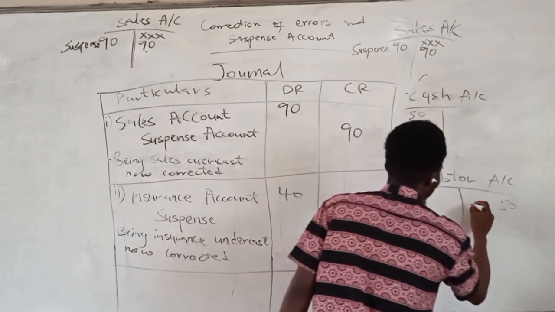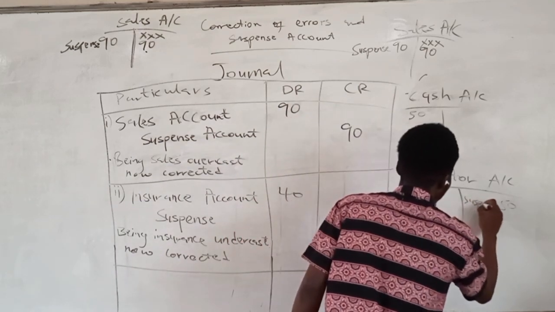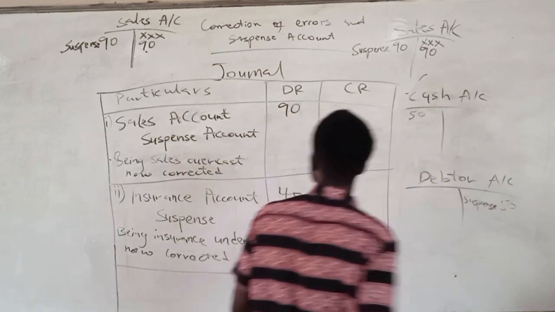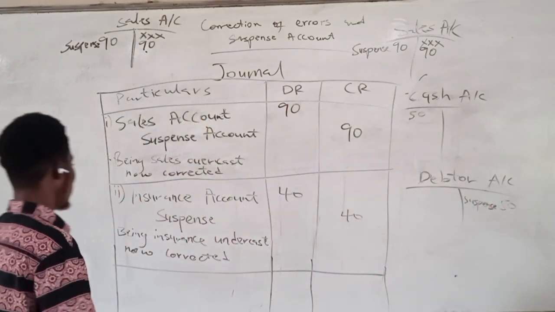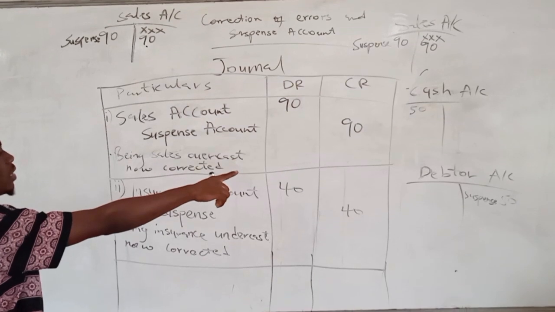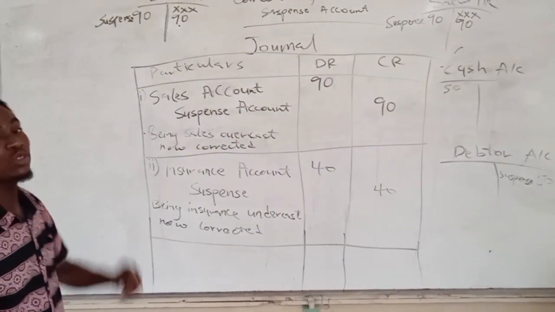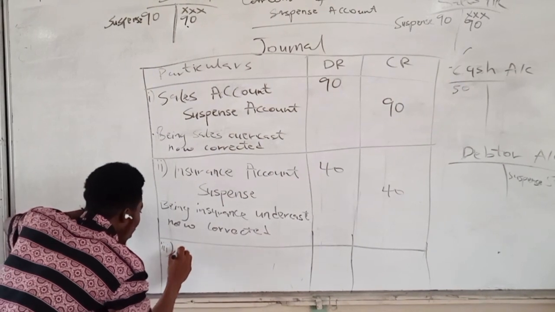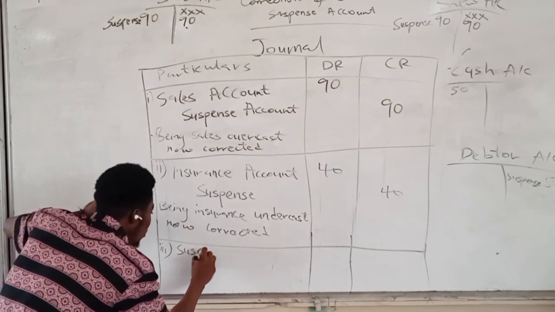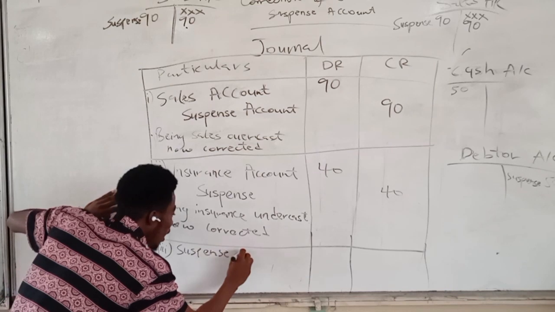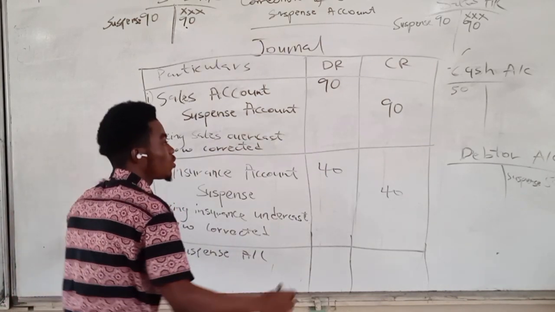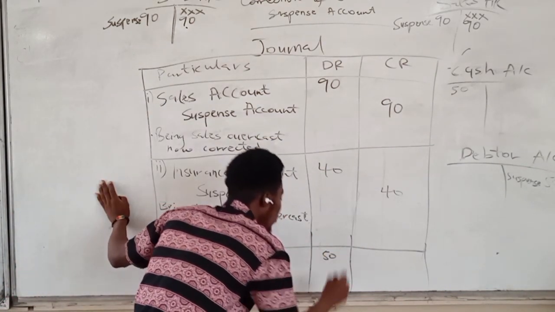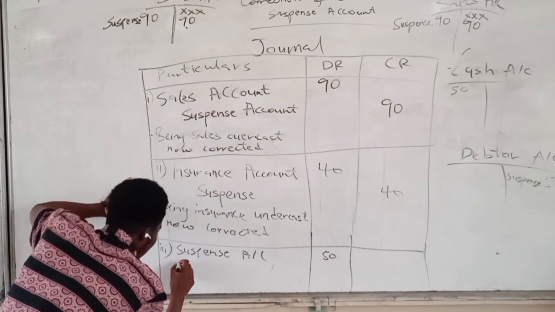The other side goes to the suspense. So when we go to the journal, you have debtors to be at the credit side. So the suspense will be the first one. So that's suspense. That is what, 50. Now we have our second one to do.